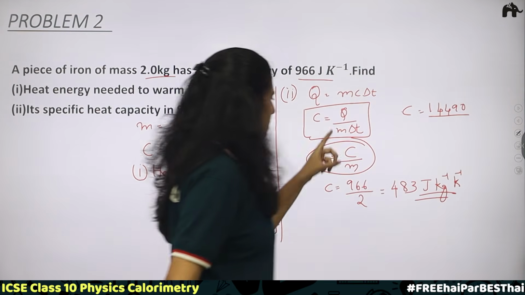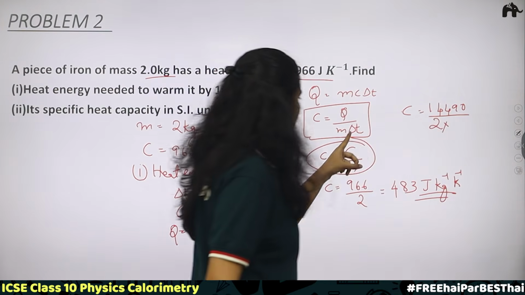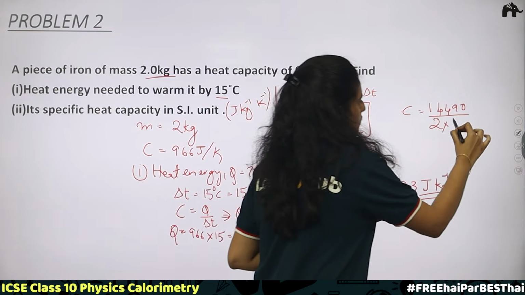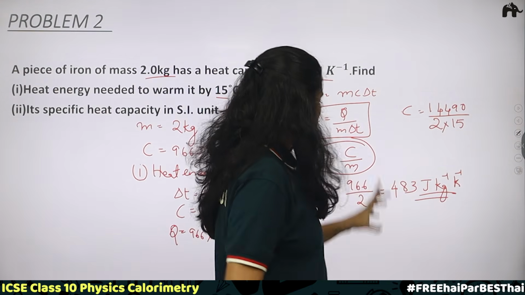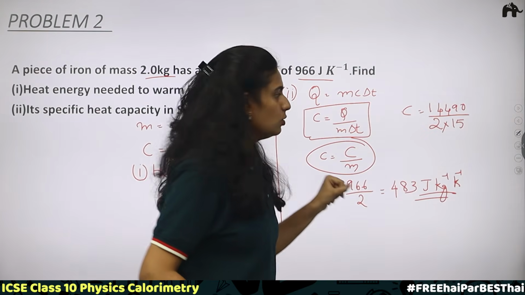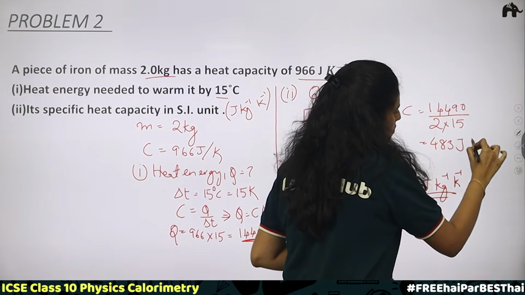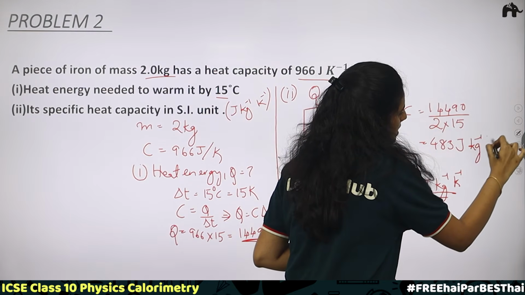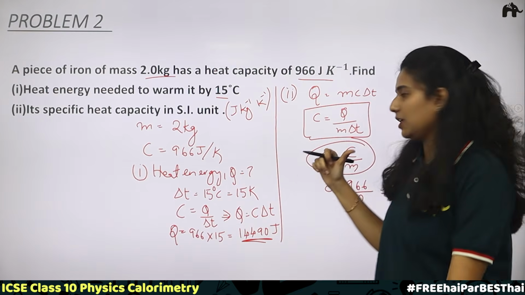14490 divided by mass M. M is 2. And what about delta T? Delta T is 15. Okay, 14490 divided by 15, you will be getting the value 966. 966 divided by 2, you will be getting 483 joule kilogram inverse Kelvin inverse. Okay, any of these formulas you can use.